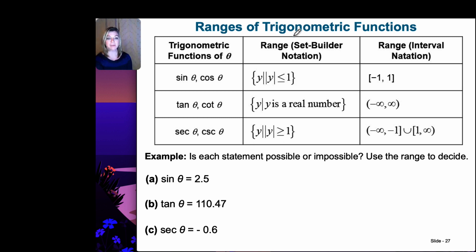So the ranges of trigonometric functions are, for sine and cosine, we know that it's -1 to +1 including, so we wrote it in interval notation. This is called set notation, so just another way to write it. This is read: all y such that the absolute value of y is less than or equal to 1. Just another way to write interval notation. Tangent and cotangent, we found that the range was all real numbers.